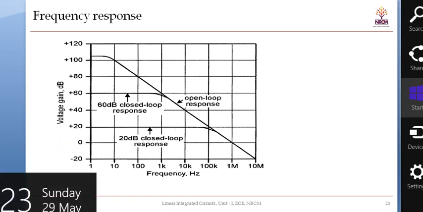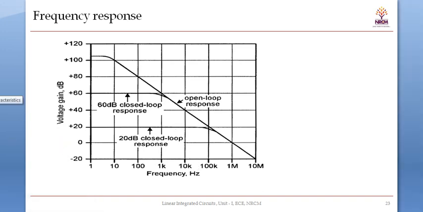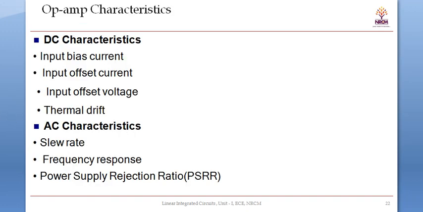And the fourth parameter, or third AC parameter, is power supply rejection ratio. Power supply rejection ratio is the change in input offset voltage to the change in supply voltage. So if the value is low, then the op amp will perform in a better fashion. So the value of power supply rejection ratio should be as small as possible. Slew rate is infinite and the frequency response is 1 megahertz for the 741 IC. So this is about the AC characteristics.